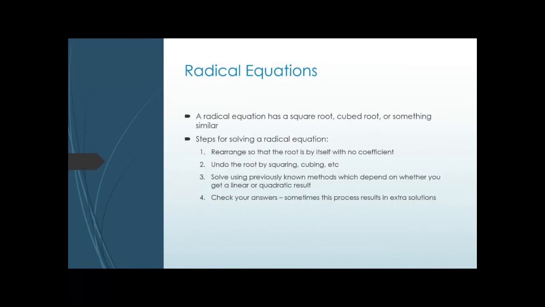So when you're solving one of these, what you want to do is get the radical symbol by itself. If it has a number in front of it, you're going to have to divide both sides by that number because you just want it by itself. And then what you do is you undo it. So if it's a square root, you square. If it's a cubed root, you cube. So you're going to do the reverse operation to undo the symbol. Then you're going to end up with something that's linear or quadratic, and then you solve using our methods for that.